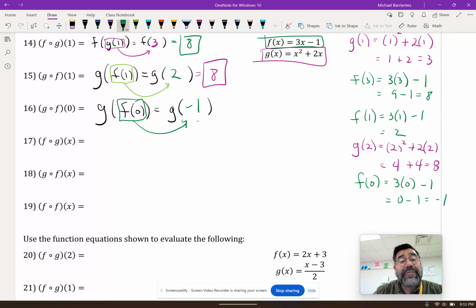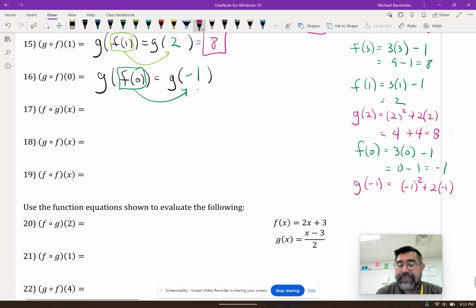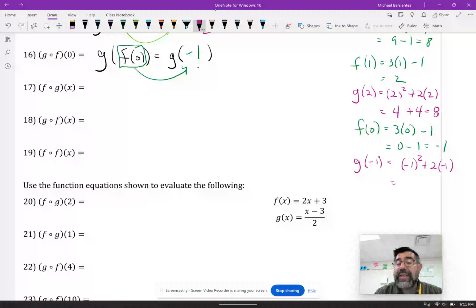But now I'm going to use that number and plug it into the g. And this is where you have to be careful because I'm dealing with a negative. So g of -1 means -1 squared plus 2 times -1. Your input, -1 squared, plus 2 times your input, which is -1. Well, that's going to give me +1 plus this is going to give me -2. And when I combine those, that's equal to -1.